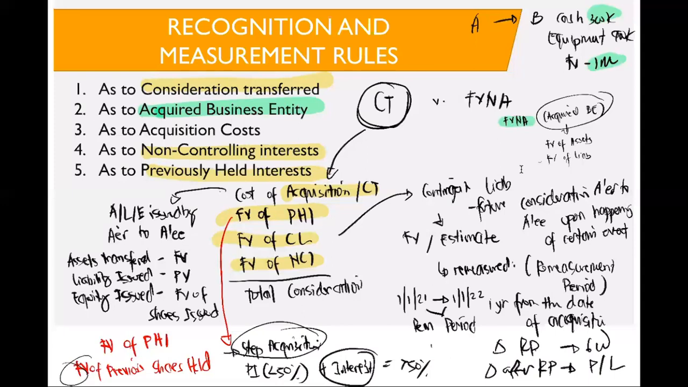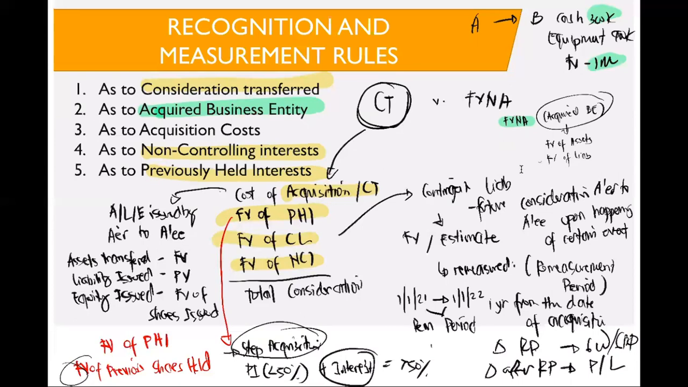Okay? So again, guys, on your remeasurement period, on your contingent consideration, initially, it is only an estimate or fair value. And you have 1 year to remeasure it. If it's done within 1 year, it affects your goodwill or gain on bargain purchase. But if it is not within the 1 year, it will not affect your goodwill or gain on bargain purchase, but will affect your profit or loss.